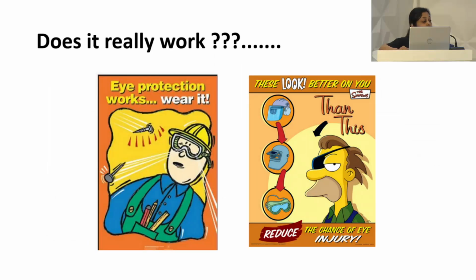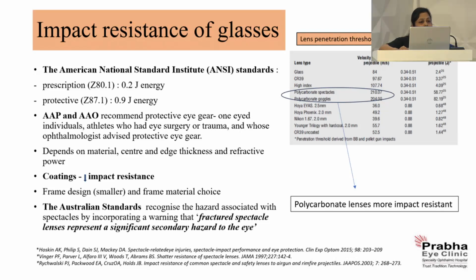Normally we say eye protection works, wear it. But does it really work? Let's just discuss a little bit about the impact resistance of glasses. Impact resistance is basically the ability of a glass to withstand a sudden shock before breaking. It depends upon the material of the glass, the thickness of the glass, the coatings. As we increase the number of coatings, the impact resistance decreases. It also depends on the frame size and the frame material. So these are the various materials which are being used in making glasses, and at present polycarbonate glasses are considered to be the most impact resistant.